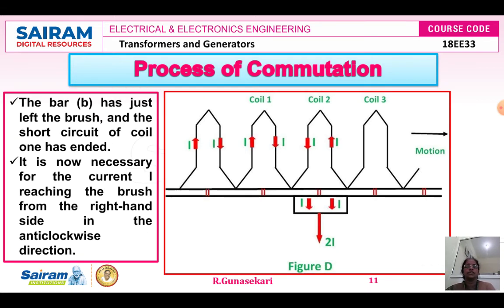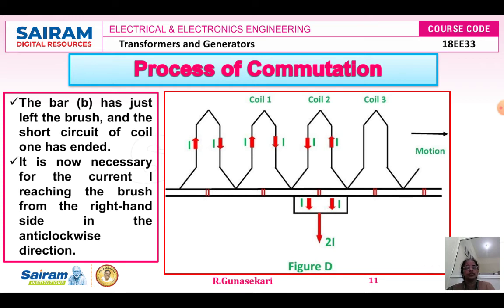Then the fourth step of the process of commutation. In this figure, the current is flowing through coil 1 and coil 2, and there is no current flowing through coil 3. Therefore the current I reaches the brush from the right hand side in the anti-clockwise direction, but the total current taken from the brush is 2I.